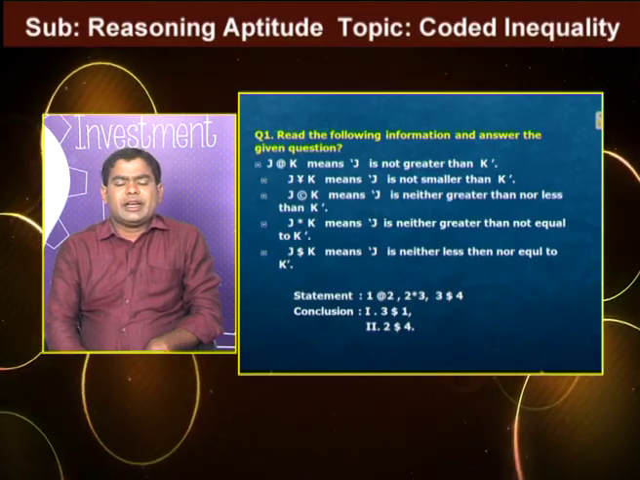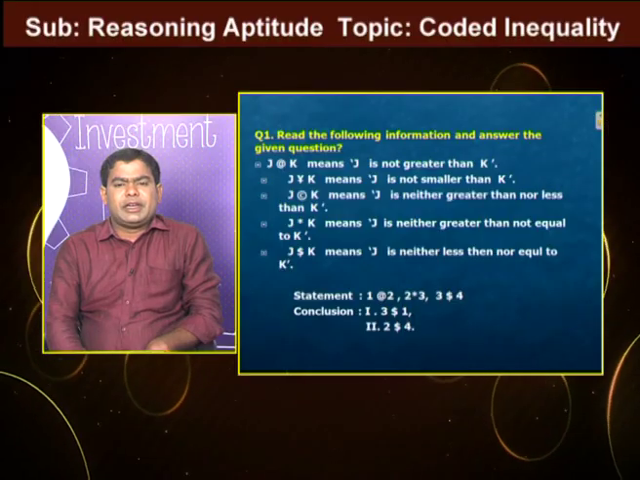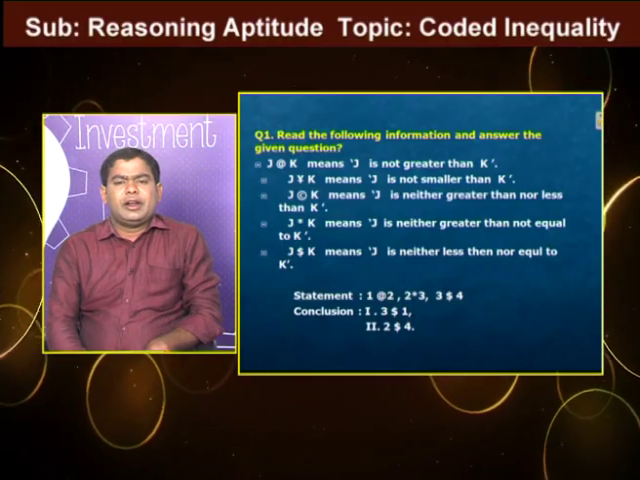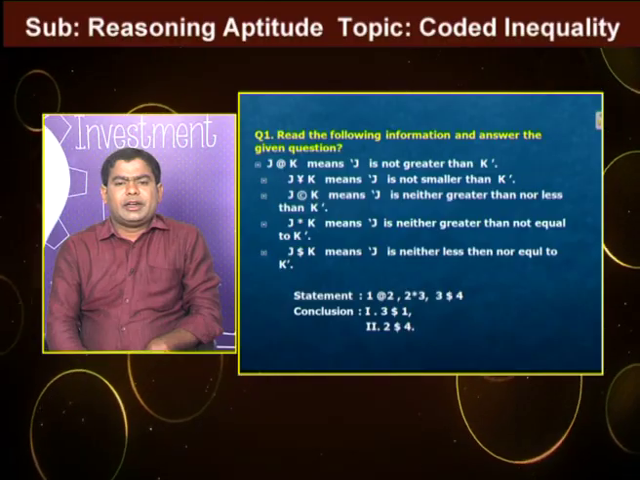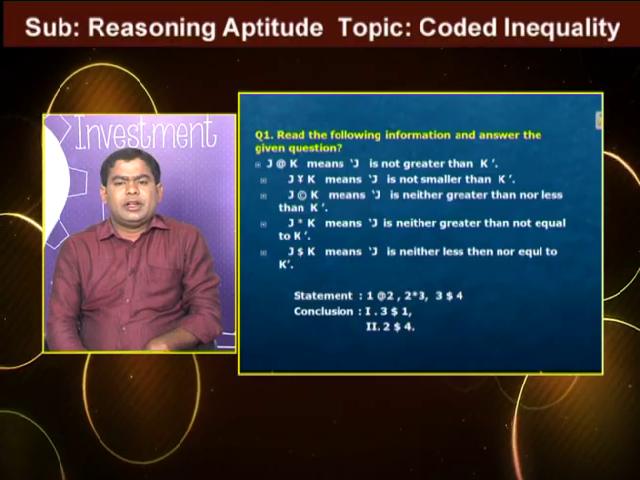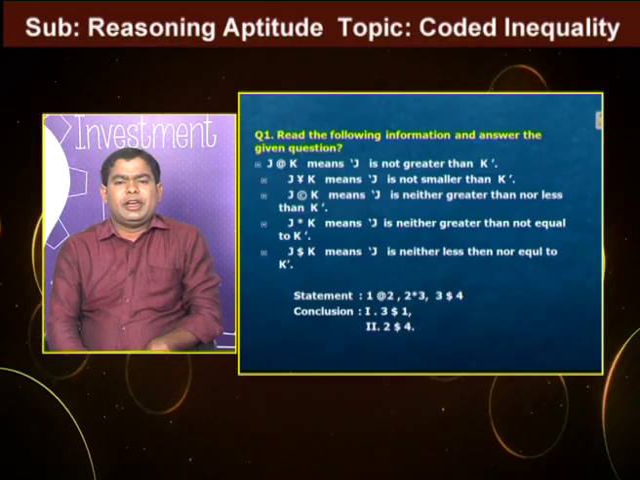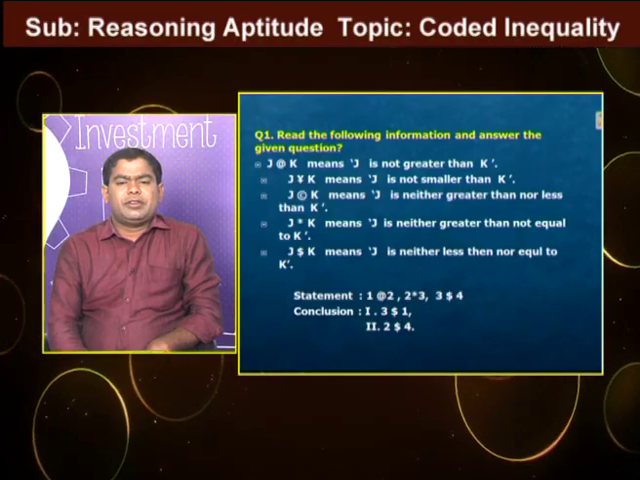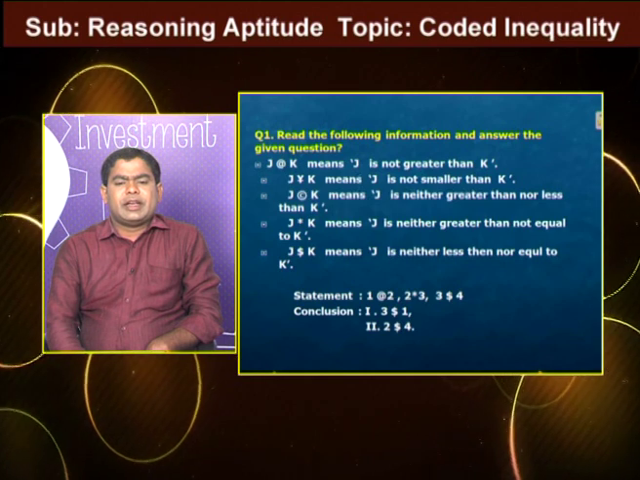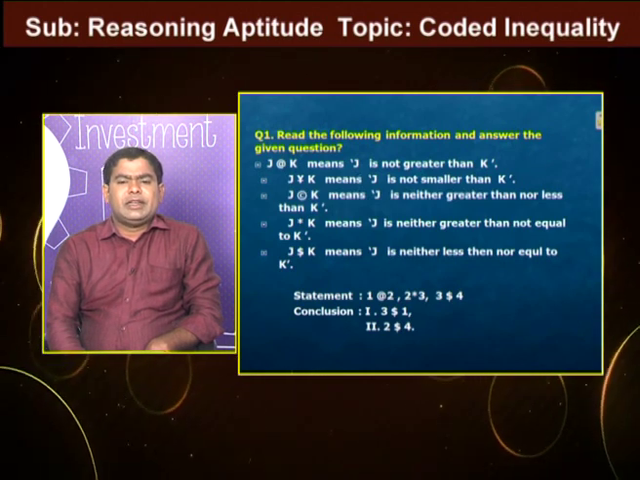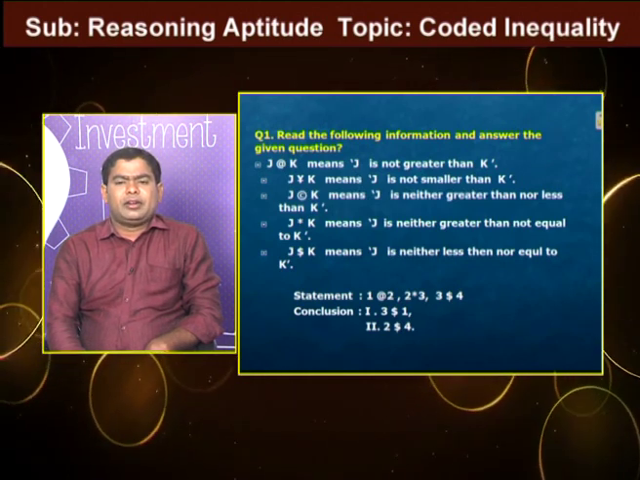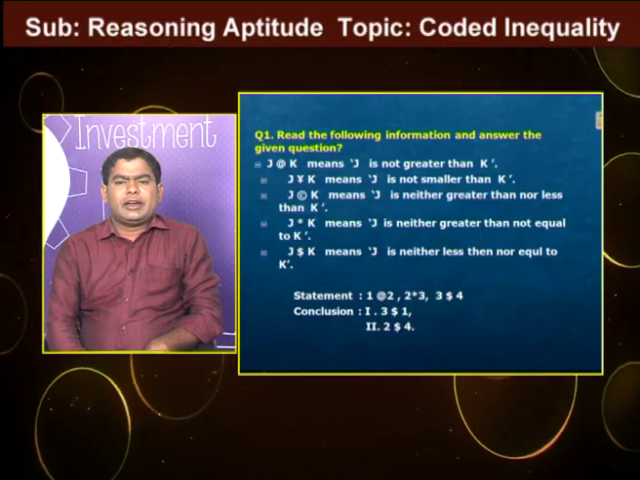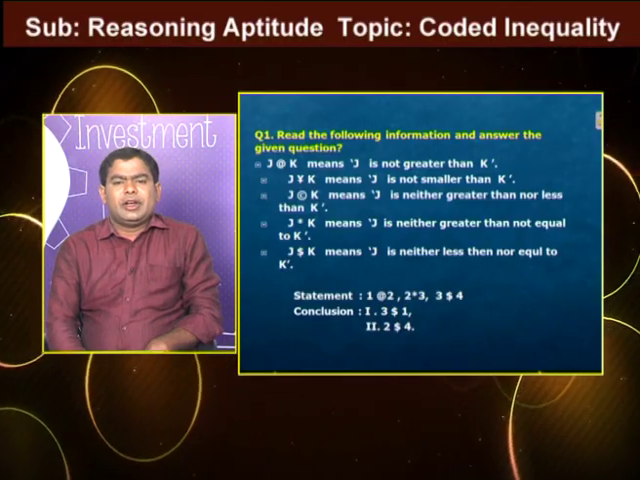Next, j copyright k means j is neither greater than nor less than k. Neither greater than nor less than denotes equal, so copyright denotes equal. Next sentence: j star k means j is neither greater than nor equal to k, which means less than.